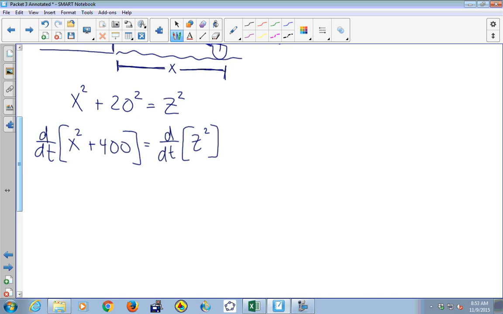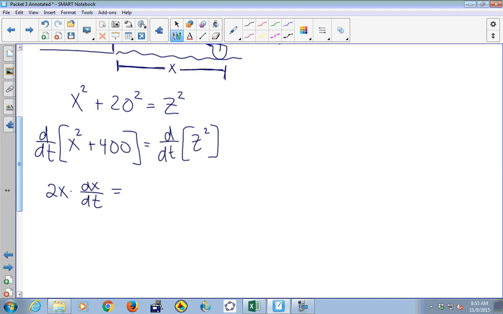If I wrote d over dx, the derivative of x squared would just be 2x. Yeah. X is some stuff that depends on time. So the derivative d dt of x squared is 2x times dx dt. And then d dt of 400 is 0. Okay. d dt of z squared would be 2z times dz dt, right?